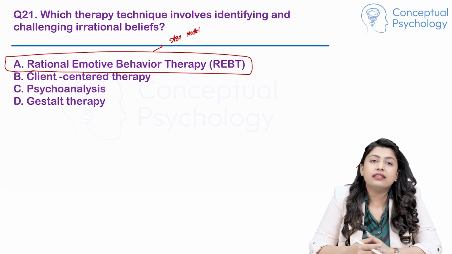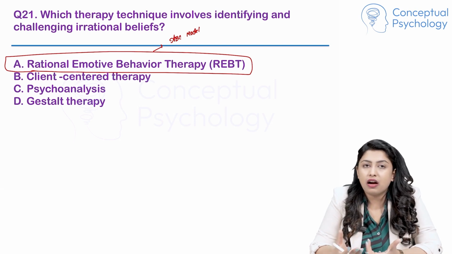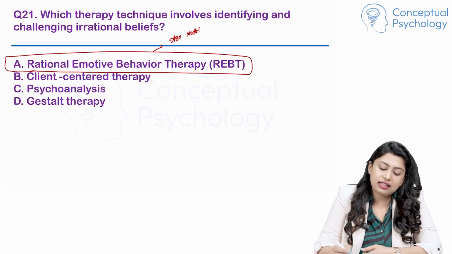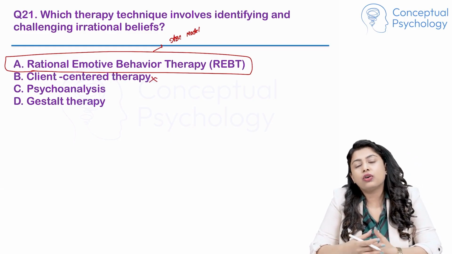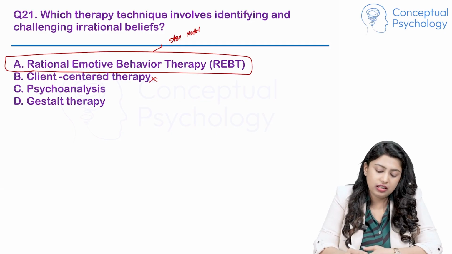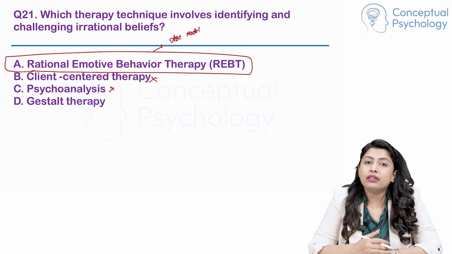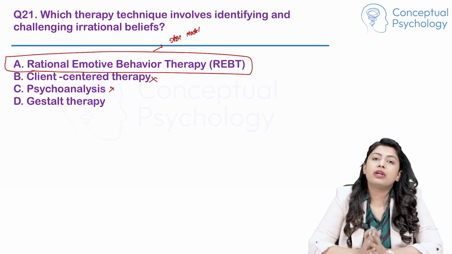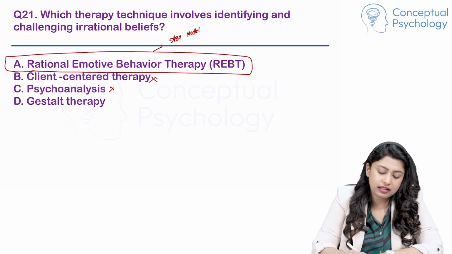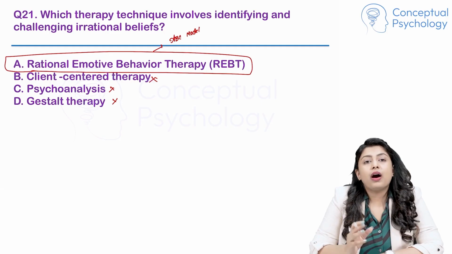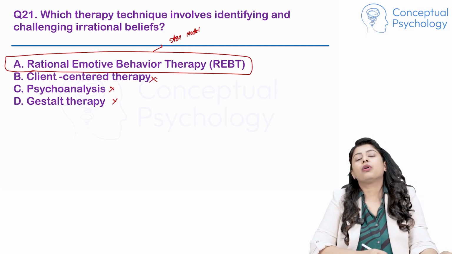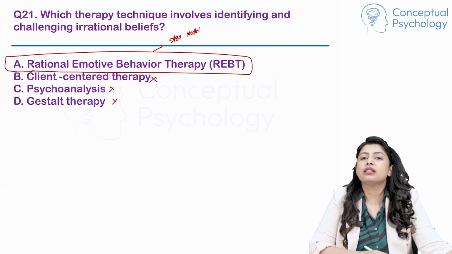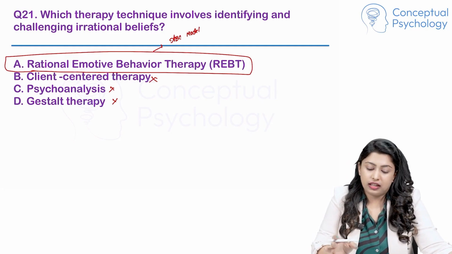Now, client-centered therapy focuses on providing unconditional positive regard and it facilitates self-exploration. Psychoanalysis focuses on the unconscious conflicts and the early experiences. Gestalt therapy focuses on the present moment awareness and its integration. So, REBT specifically targets the irrational beliefs as the root cause of emotional disturbance using systematic disputation techniques.